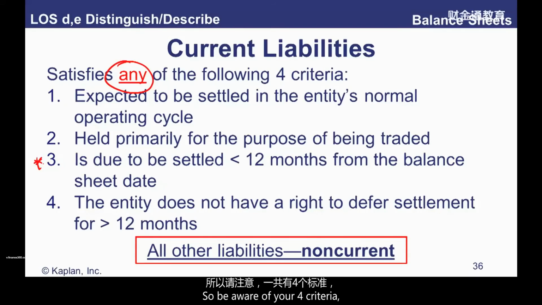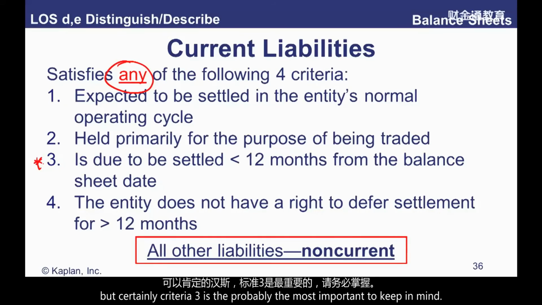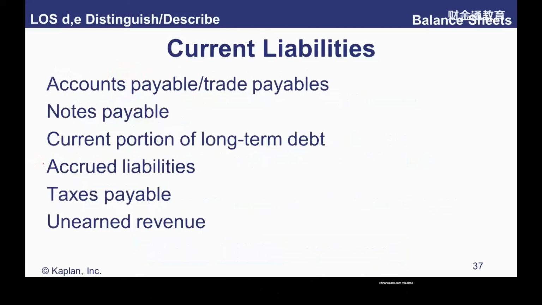All other liabilities are deemed to be non-current, sometimes referred to as long-term liabilities. So be aware of your 4 criteria, but certainly criteria 3 is probably the most important to keep in your mind. So let's have a look at some current liabilities. Accounts payable and trade payables.